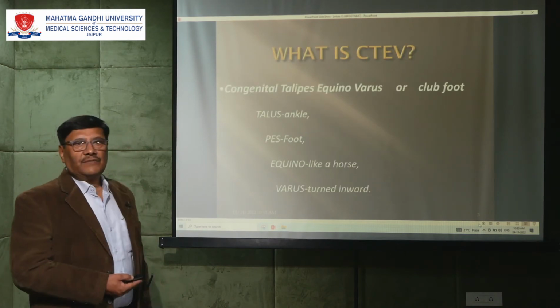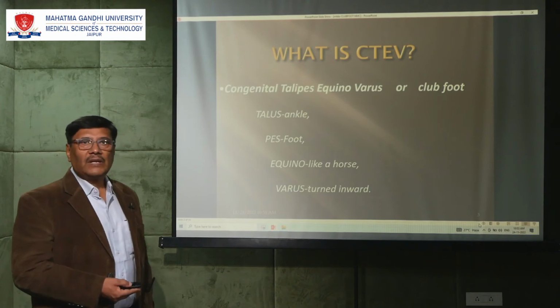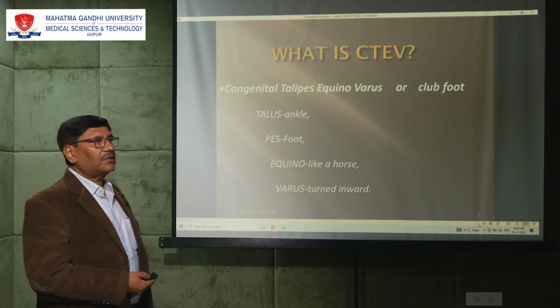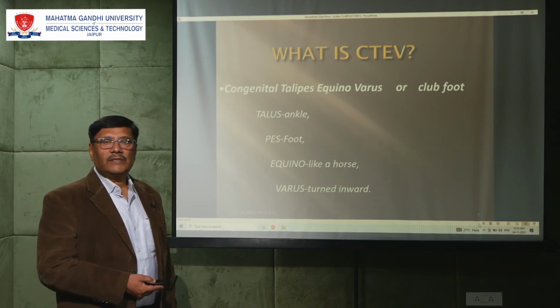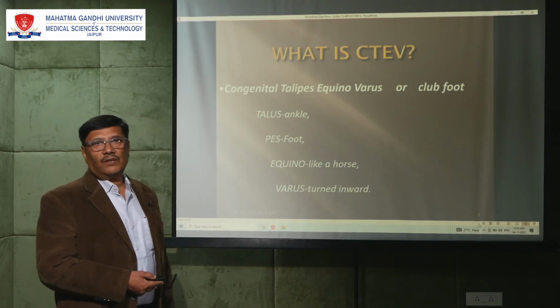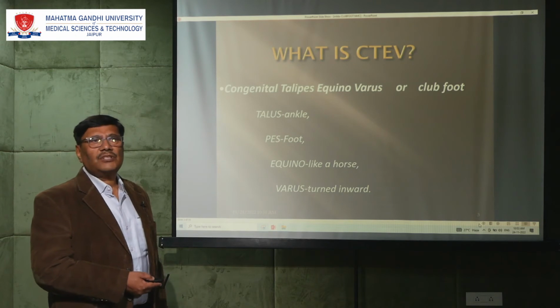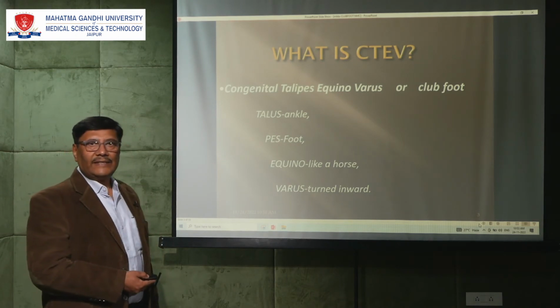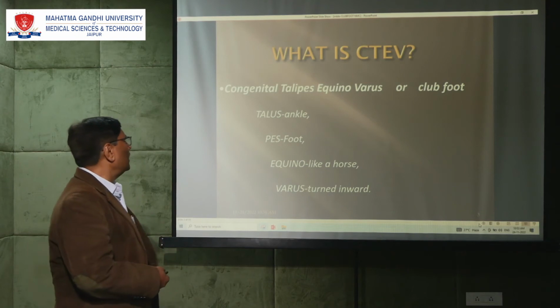So, what is CTEV? CTEV in common language is also called clubfoot deformity. Now, this clubfoot deformity is normally seen 1 in every 1000 live births. So, it is not very uncommon. This condition is more commonly seen in male children.